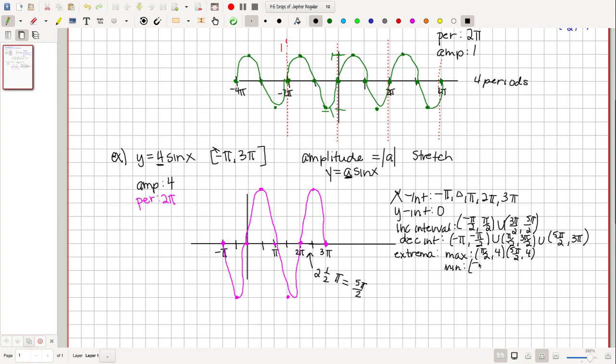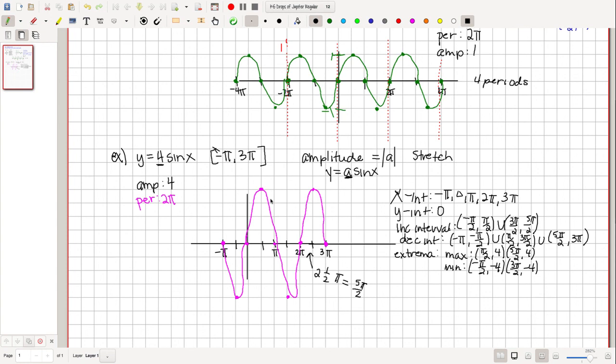Now, minimums, we have 2. We have at negative pi over 2. Now, this is a minimum, so remember we're down at negative 4. And then the other one is, let's see here, 3 pi over 2, negative 4. And 3 pi over 2 just came from right here. That's 1.5 pi. Okay, 1.5, remember, is 3 over 2.